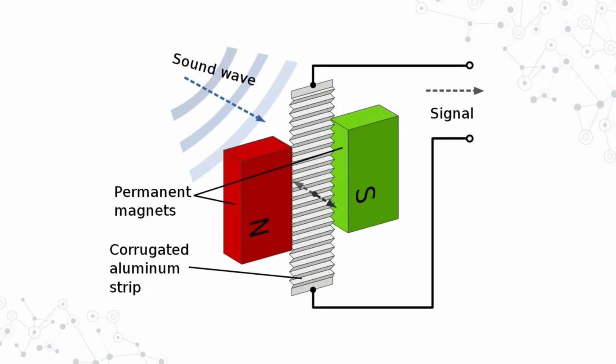The construction of a ribbon microphone follows a straightforward design principle. It involves a corrugated aluminum strip positioned delicately between two permanent magnets. This configuration plays a pivotal role as it enables the effective capture of audio signals with precision and fineness.